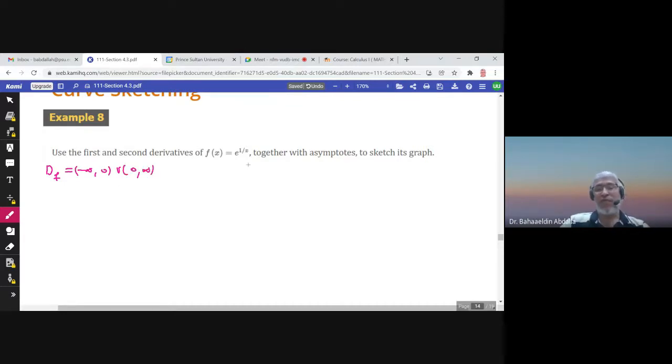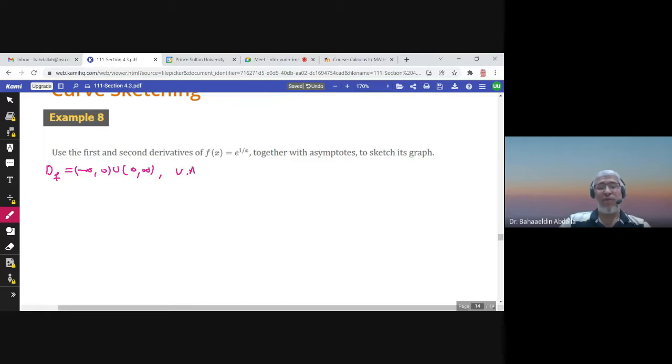I know that the domain of the exponential function consists of all real numbers, so I have no problem with e to the power x. But since here it is e to the power 1 over x, x cannot be 0. Okay. Also, I can check the vertical asymptotes.